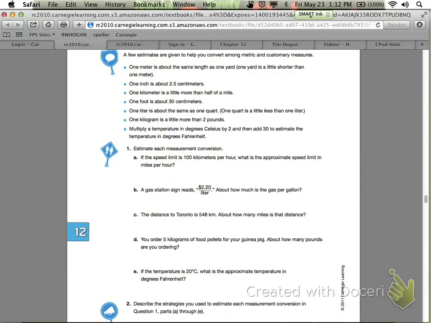Let's take a look at number 1. It asks you then to estimate each measurement conversion. So using the bullet points that we just went over and the estimates that they gave you up at the top to help you convert, go ahead and answer number 1, A through E with your group members.